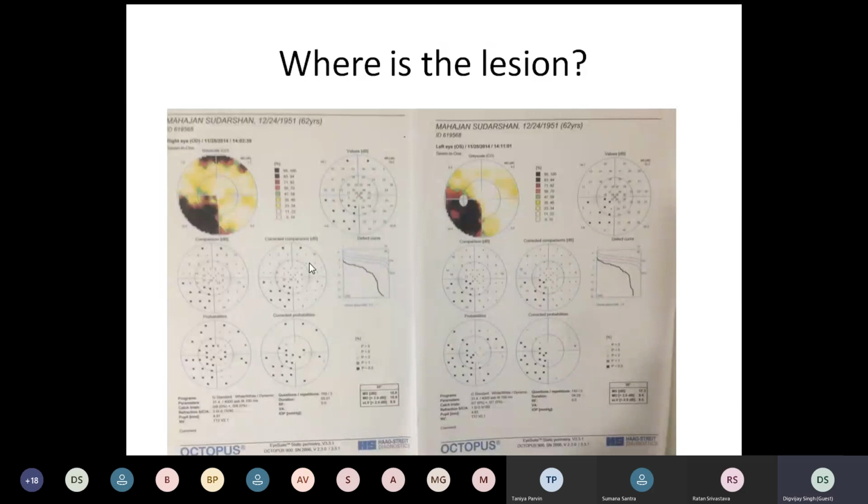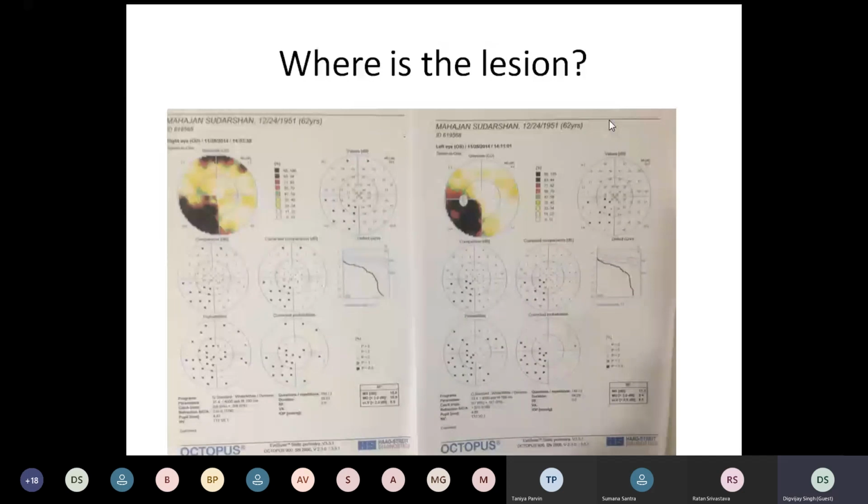So let's look at, is this field defect congruous? Almost congruous, but not completely. There are areas on one field which are a little different than areas on the other field. Is it homonymous? Yes, it is homonymous. It is on the same side of the vertical meridian. So this is more congruous, but not completely congruous. So still an incongruous, but homonymous field defect in the inferior quadrant.